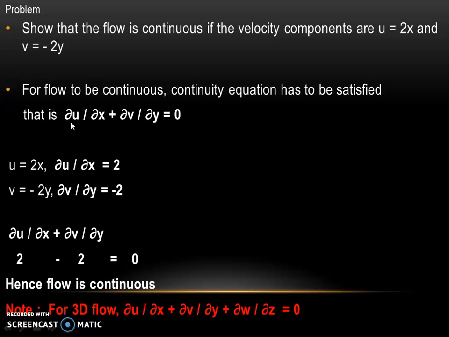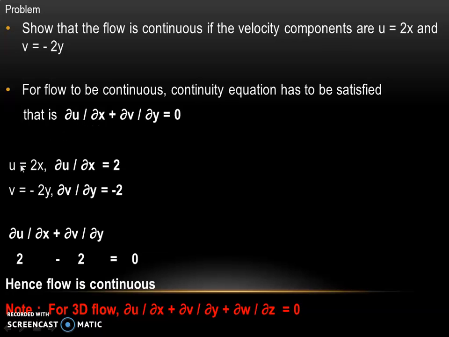And we need to find out what is dou u by dou x and what is dou v by dou y, and check whether the summation of these two values is equal to 0. If the summation turns out to be equal to 0, then the flow is said to be continuous. To begin with, we will find out what is dou u by dou x.